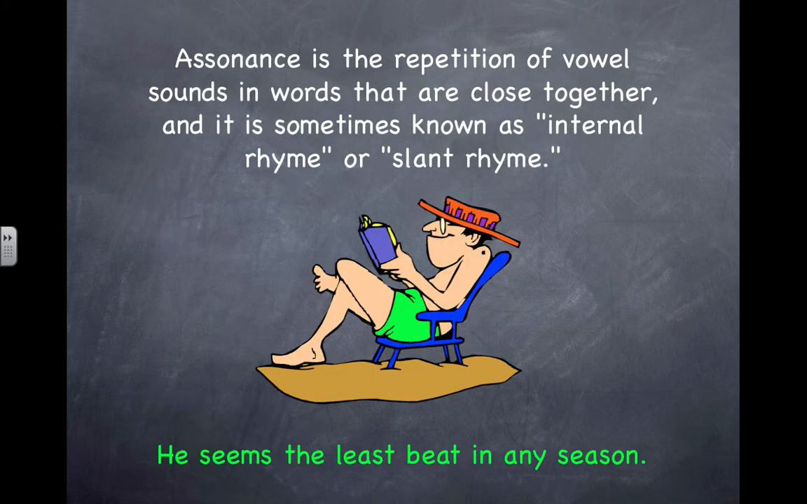Finally, assonance is the repetition of vowel sounds in words that are close together, which is sometimes known as internal rhyme or slant rhyme. He seems the least beat in any season. So if you take a look at this sentence, least, beat, and season are all repeated vowel sounds.